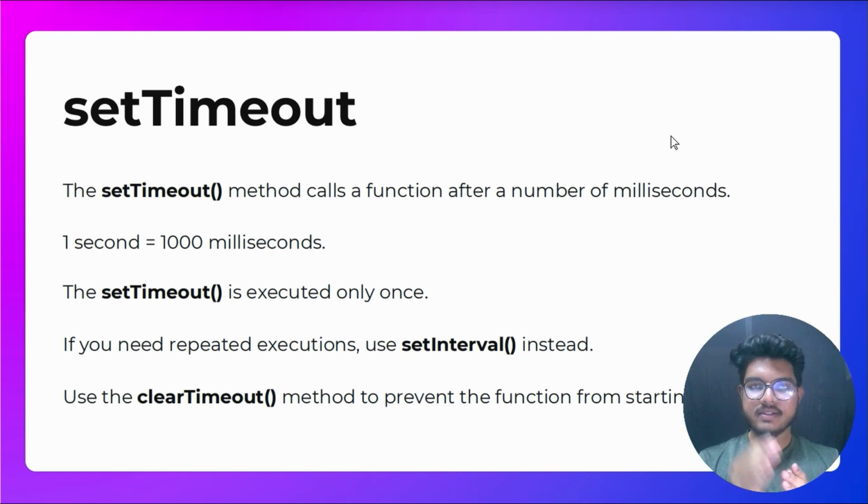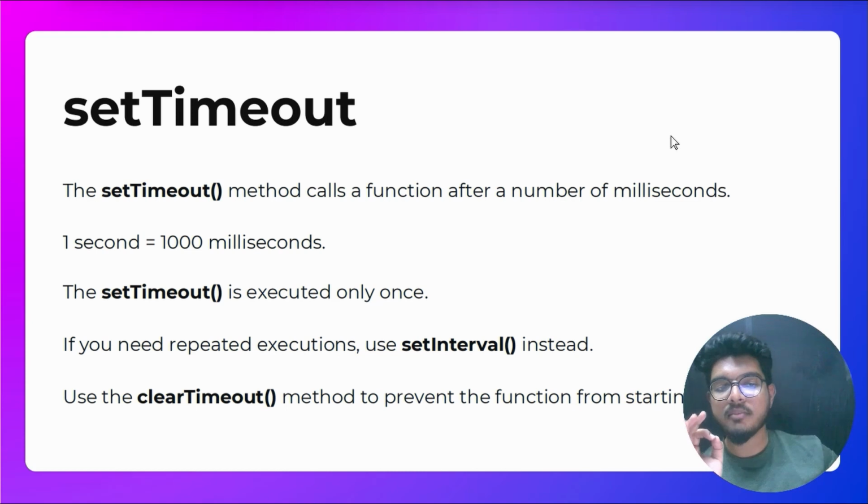For example, in the previous example, hello, hey, hi, I am async was printed, but it was printed only once, because setTimeout will print whatever is written inside it, and it will get executed only once. If you want to do it repeatedly, every 5 seconds, or every 10 seconds, or every 1 second, then you have to use the concept of setInterval that we'll discuss in the coming slides. No issues. As of now, just focus that the setTimeout method calls a function after a certain number of milliseconds.